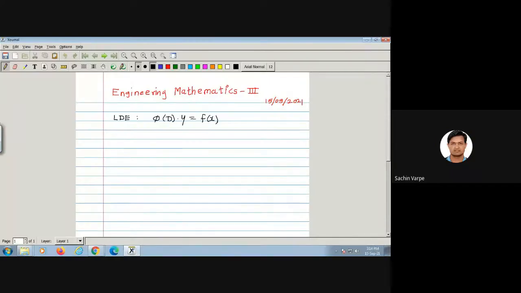Of linear differential equation with constant coefficient, the general solution or the complete solution is of the form complementary function plus particular integral, CF plus PI.